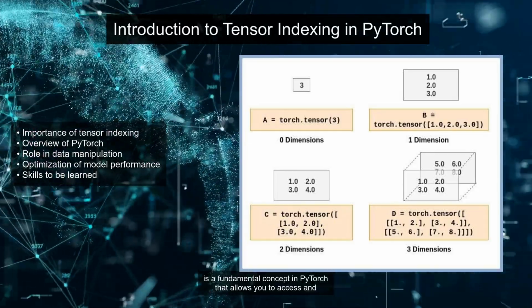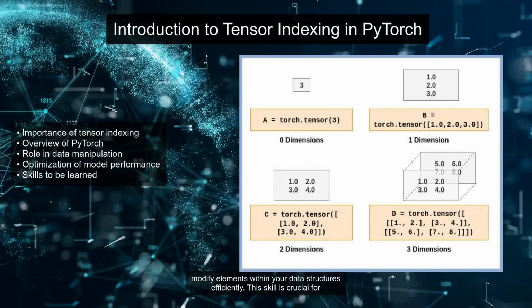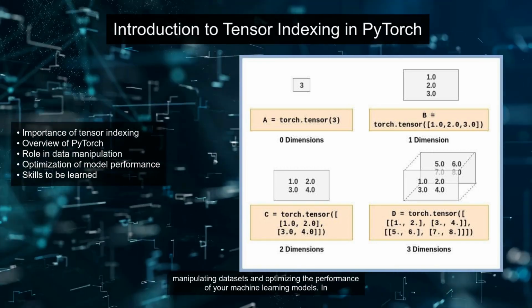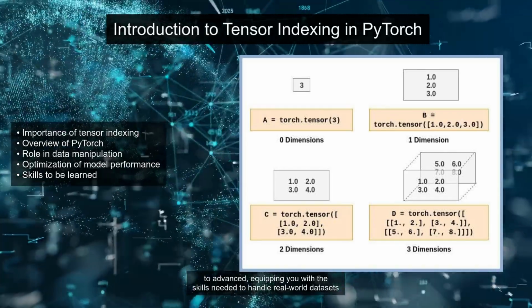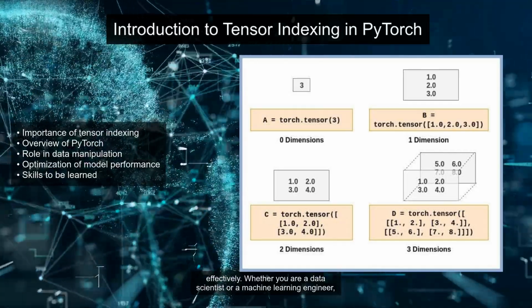Tensor indexing is a fundamental concept in PyTorch that allows you to access and modify elements within your data structures efficiently. This skill is crucial for manipulating datasets and optimizing the performance of your machine learning models. In today's video, we will cover a range of indexing methods from basic to advanced, equipping you with the skills needed to handle real-world datasets effectively.